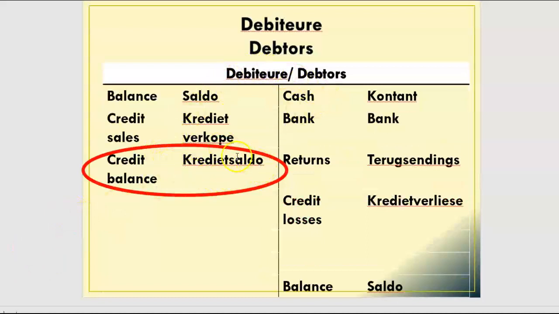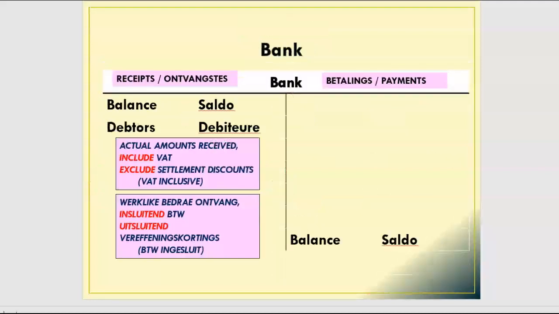The next possibility is if there were credit balances lying in our debtors control account, we have to transfer that to the creditors control account at the end of the year. So then we will debit our debtors control account and we will credit our creditors control account to get rid of all credit balances that are lying there.